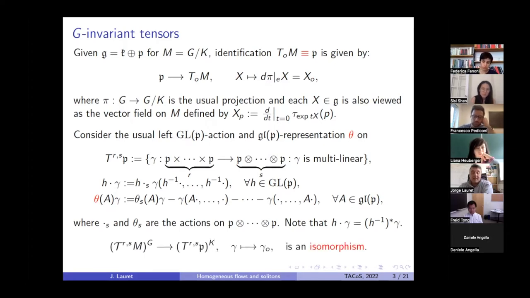And the thing is that if you take a gamma, a G-invariant structure on M, the value at the point o is an isomorphism with the same kind of tensors on p which are Ad(K)-invariant. In homogeneous geometry, this representation of K on p, which is actually the isotropy representation, is very important.